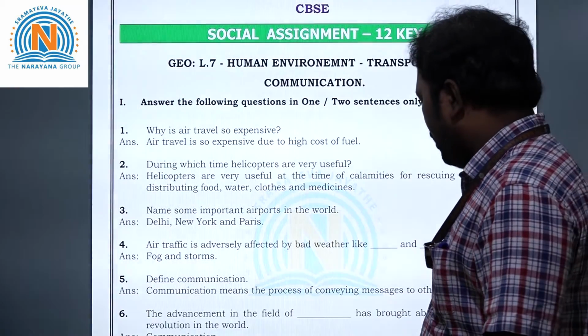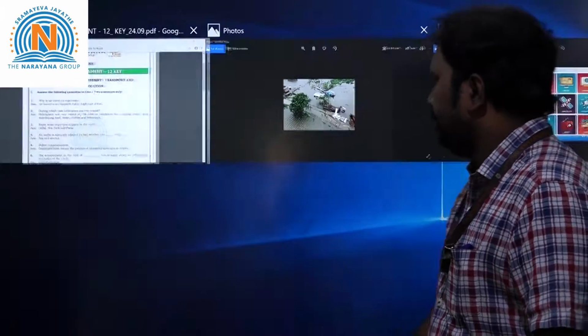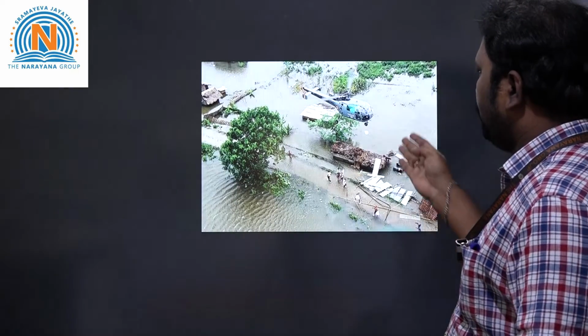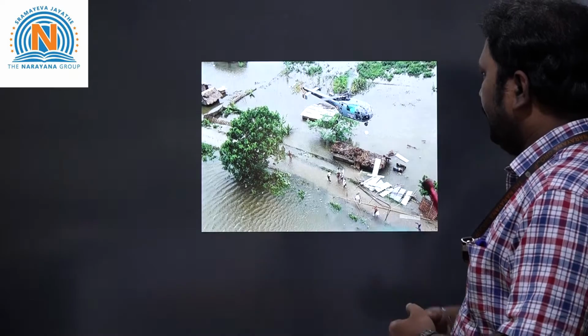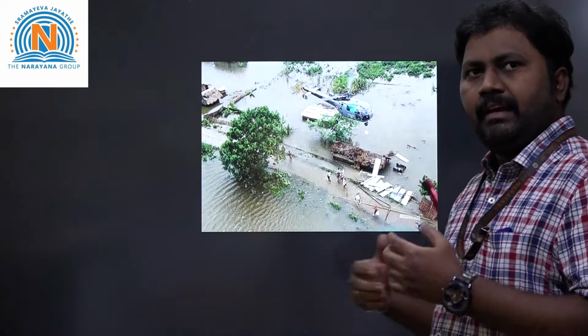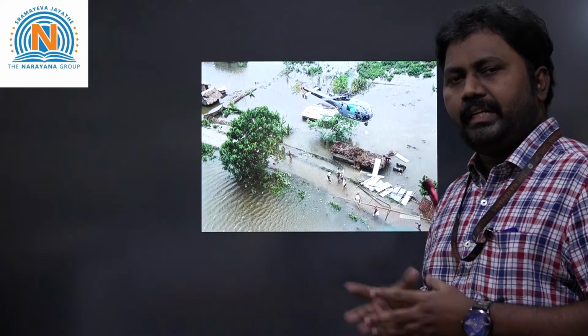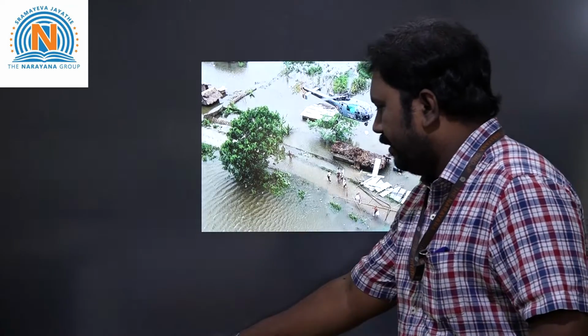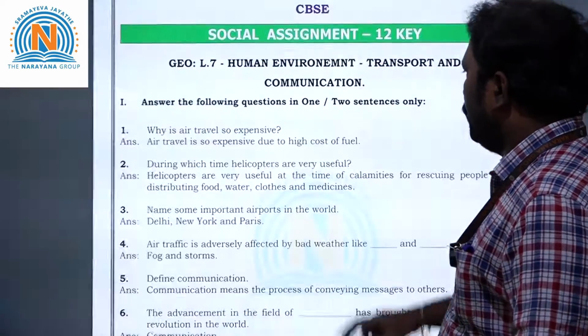I will show you one picture children. See here, see how helicopters are very useful at the time of floods. By using these helicopters, we can distribute food, water, whatever the basic needs to the people. So at that time, definitely these helicopters are very useful.